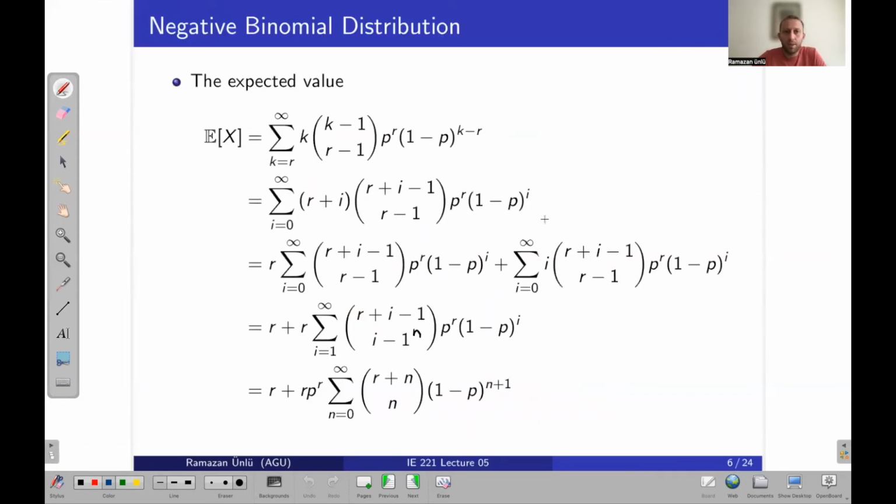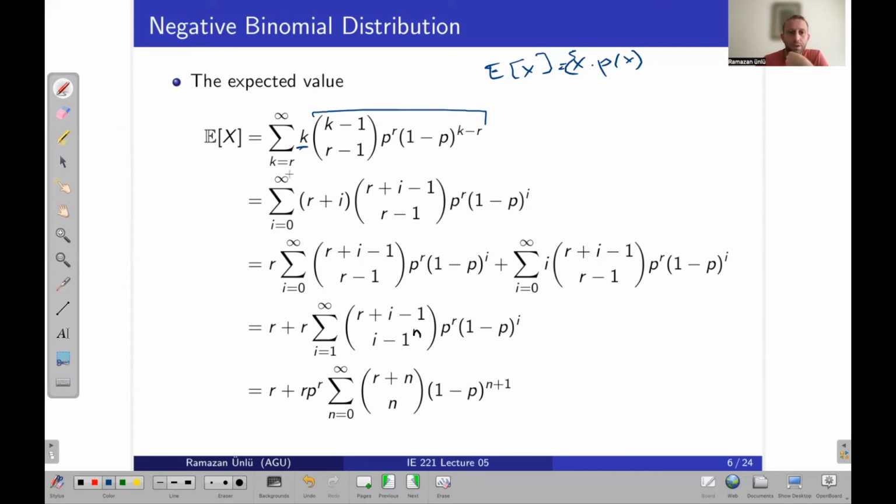So let's calculate the expected value. What was the expected value? The expected value is actually x times the PMF of x, right? So what is our x here, which is k, and what is the PMF? This one, right? So here again, let's do something.